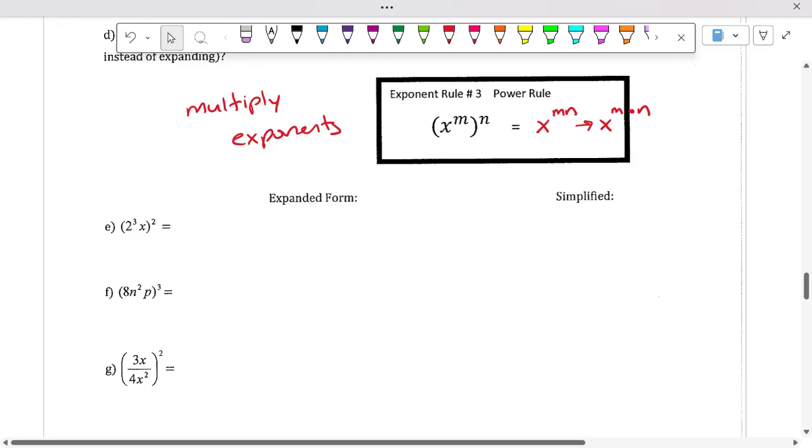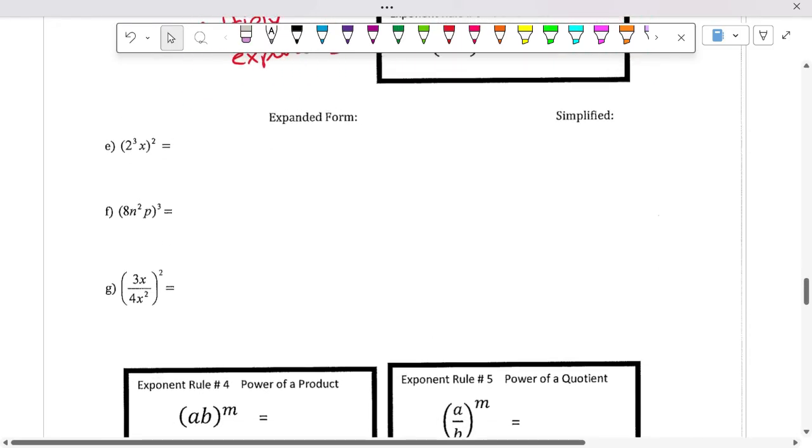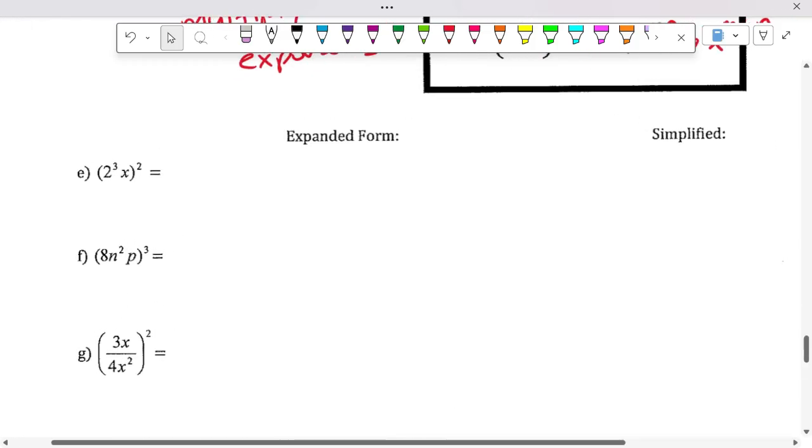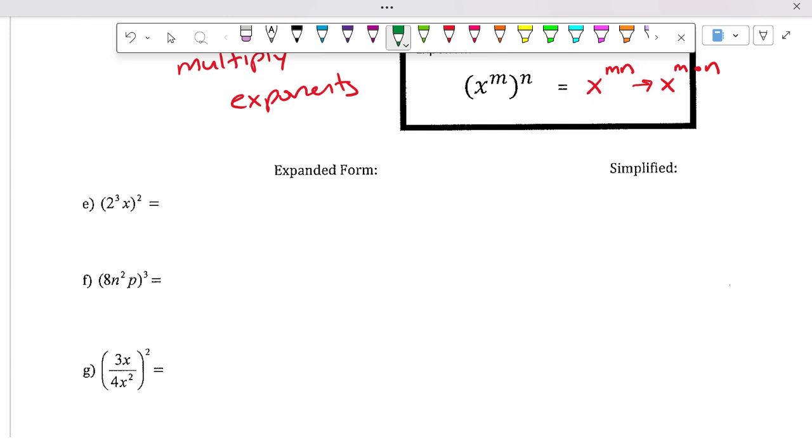So we're not going to write these in expanded form because we did all that yesterday, but we're going to go straight to simplified form. So remember, you got to multiply it to all the bases, including the big numbers.